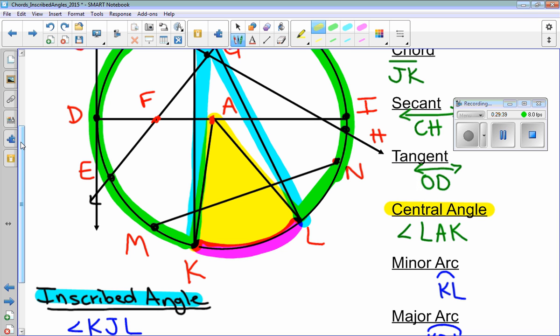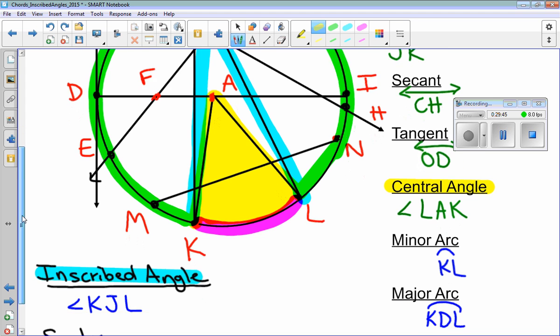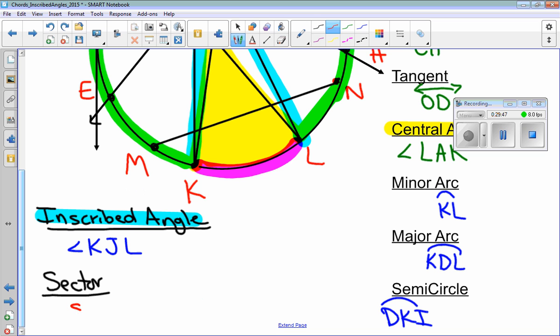I'm not really sure how we name it other than by its central angle. We would say the word sector, KAL. Okay, that's how you would write it. You can say sec if you want, sect if you want, sector KAL. Okay, that's fine.